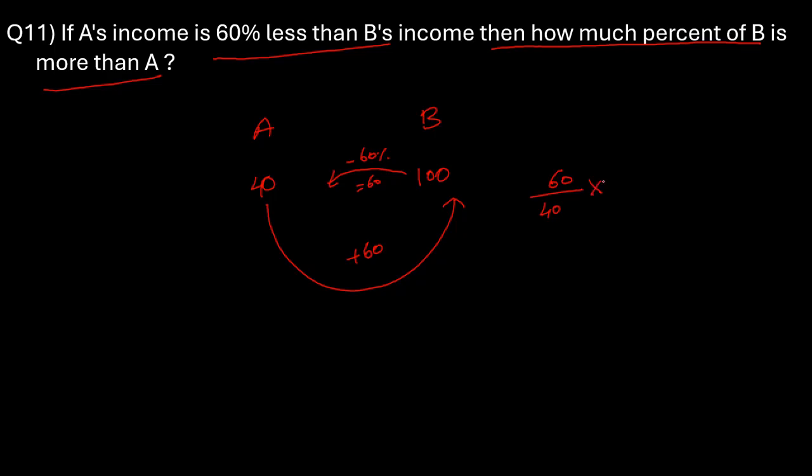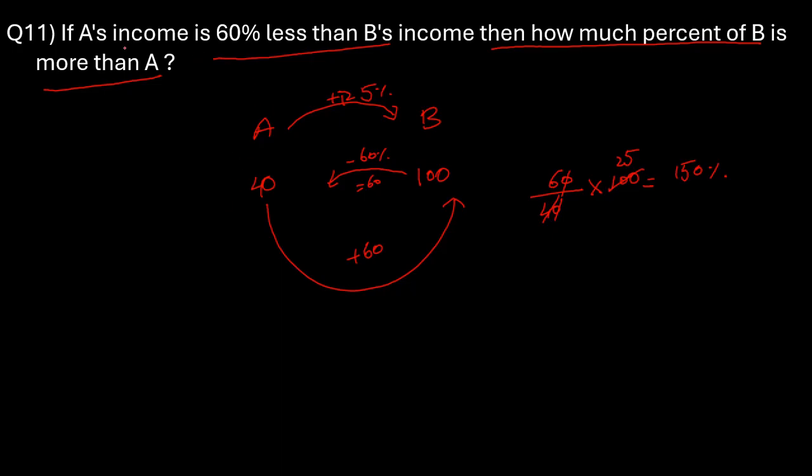So, to convert this into percentage, I will multiply with 100. 0, 0 gets cancelled, 4 ones are 4, 4 25s are 100. So, 6 into 25 is 150%. So, income of B is 150% more than income of A. I hope you are clear with this question.